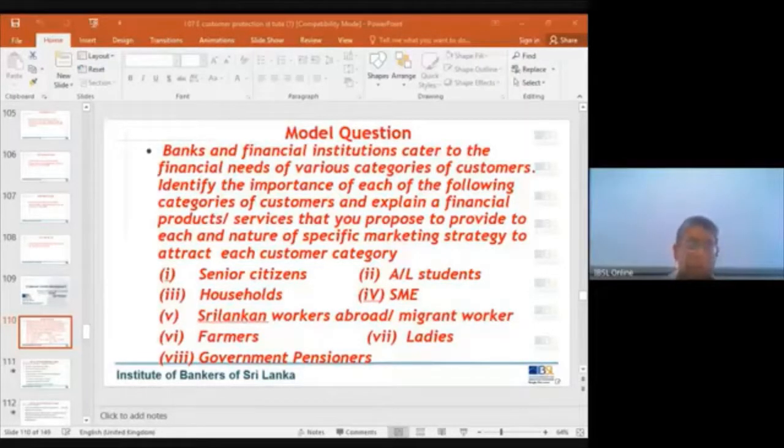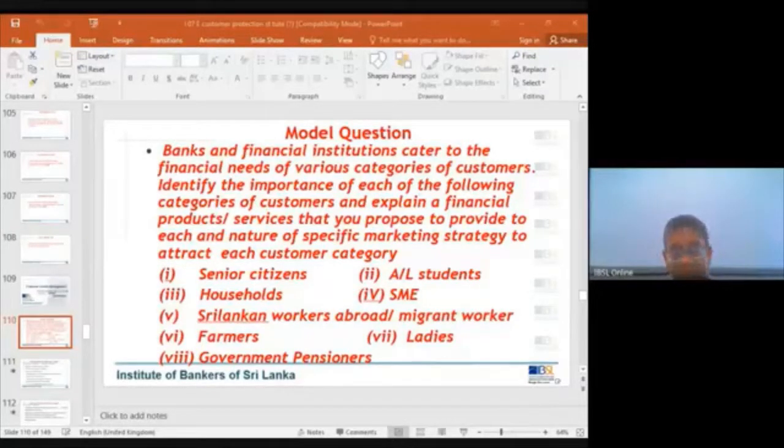And what marketing strategy can you propose? One, of course, you bring them to financial inclusion. You know what financial inclusion is, right? And conduct educational programs, house-to-house campaigns, some nice TV commercials and things like that, to promote to the farmers.